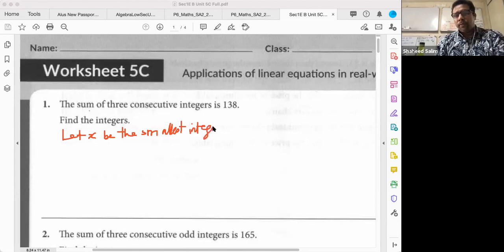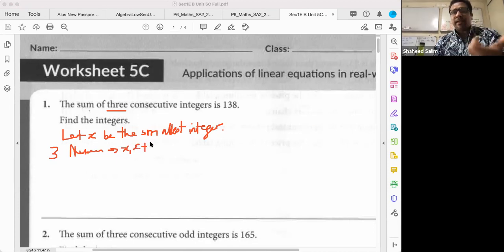Now, because there are three numbers, you must tell what are the three numbers. One is x. What's the next one? x plus 1. Why? Because consecutive, one after another. 5, 6, 7, you plus 1. Then the next one, you must plus 2. So x, x plus 1, x plus 2. These three numbers, when you add up, you get 138.